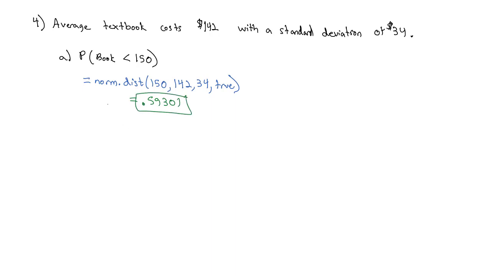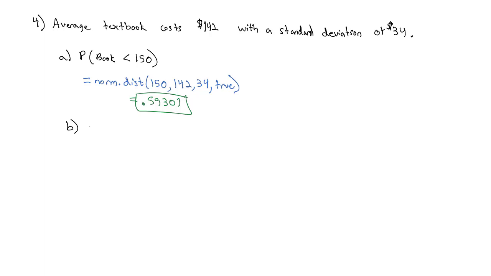One thing to remember with the normal distribution is that it always gives the left tail. Because I wanted the book to be less than, we're on the left side, that was OK. But if it was greater than, we'd have to subtract our answer from 1 because we want the right tail. So make sure you're aware what tail you're in and what tail you want to be in.